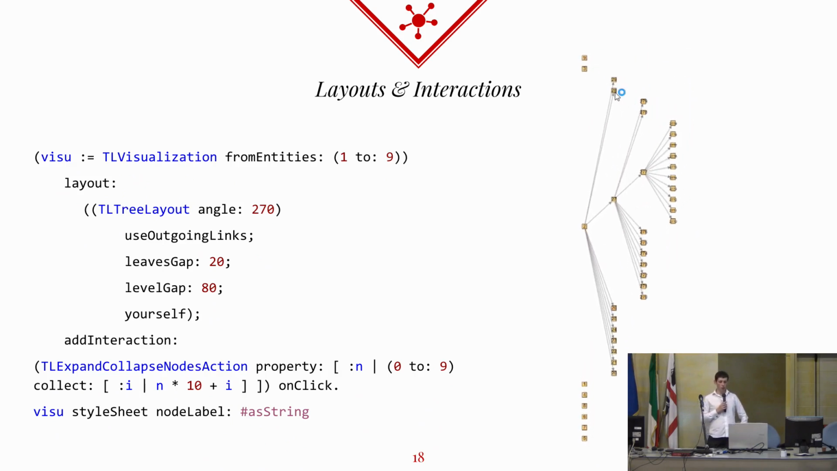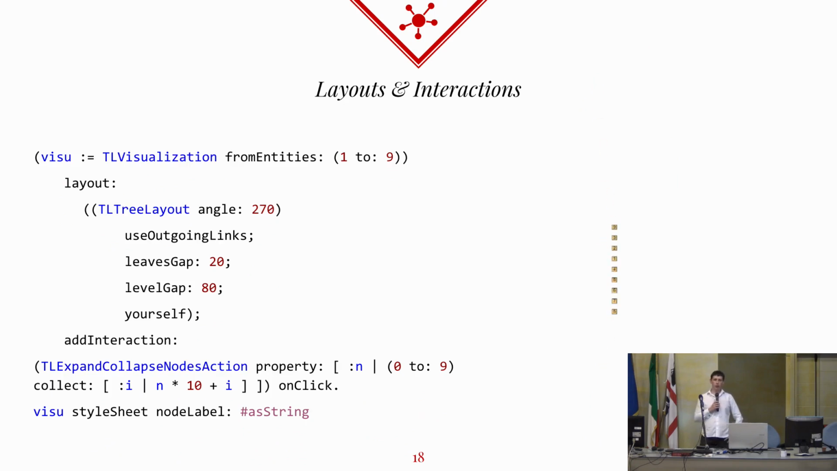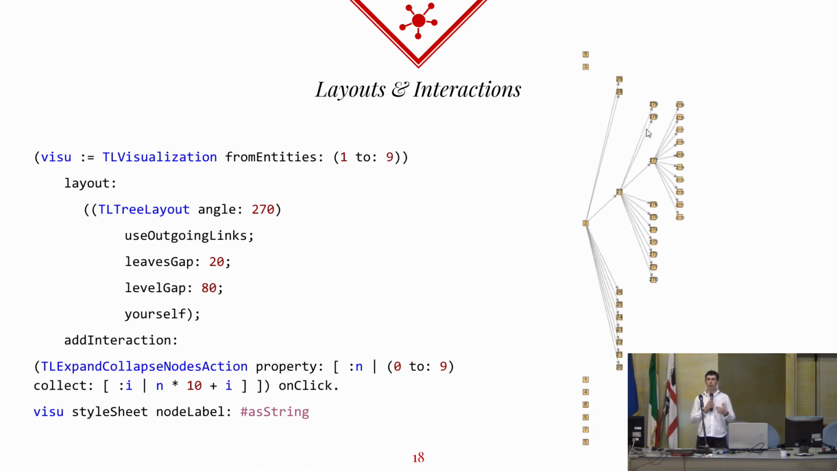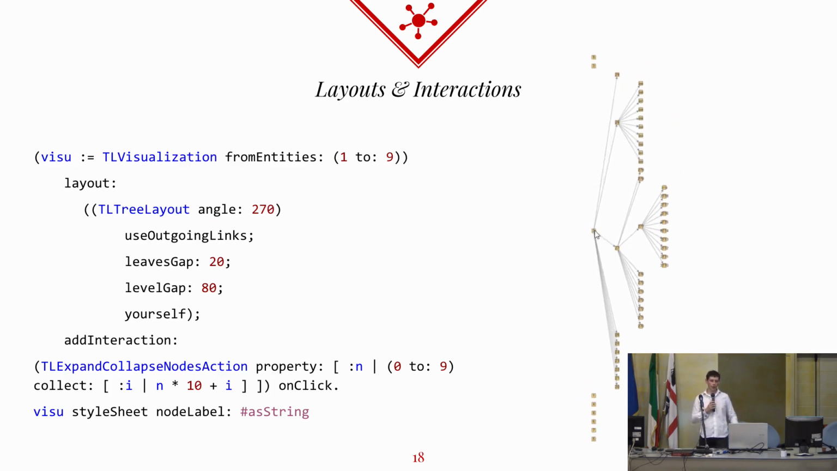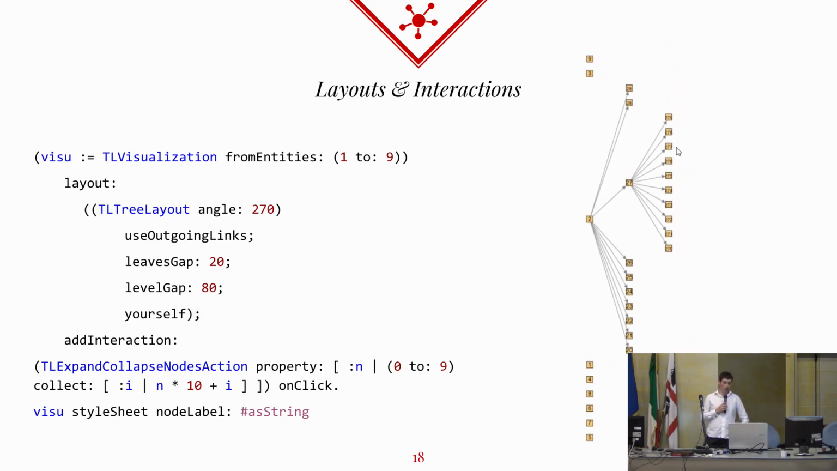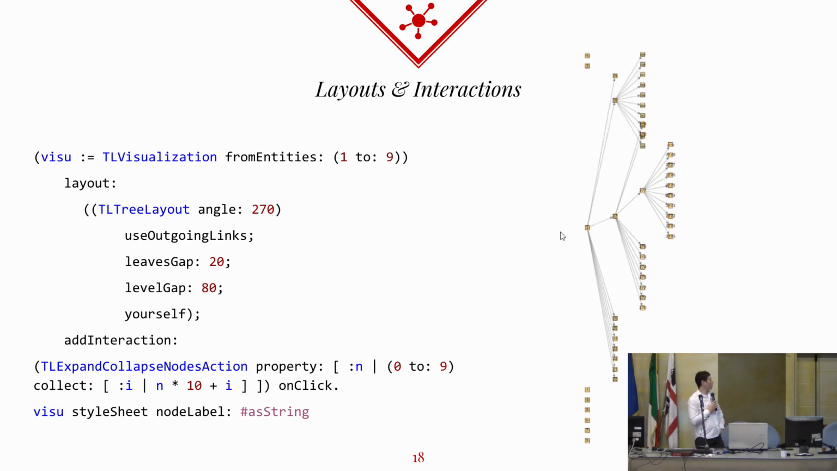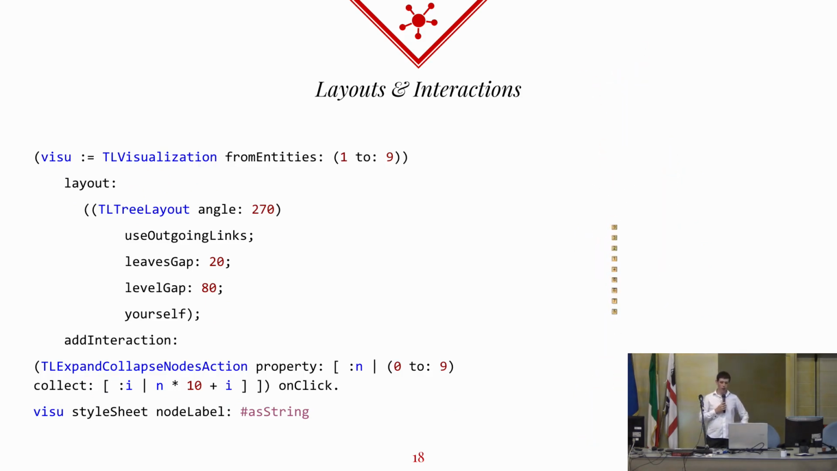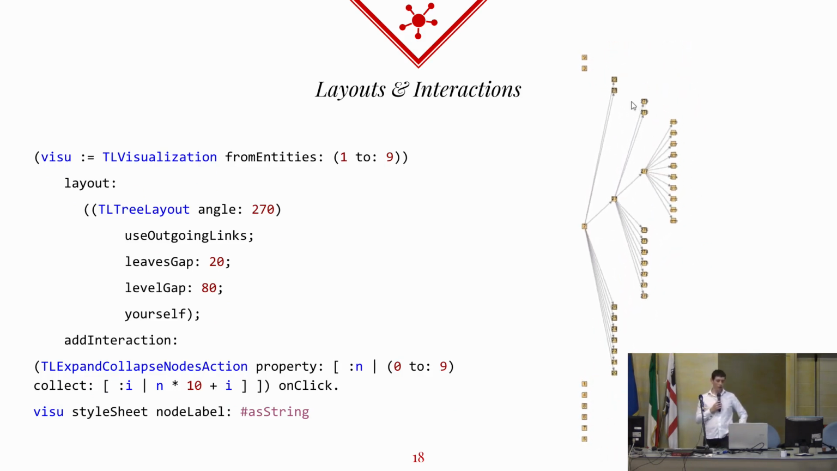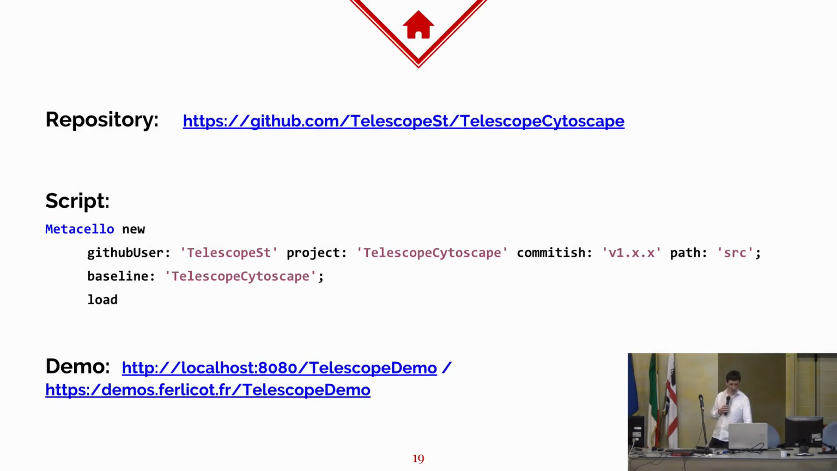And the pretty cool part of Telescope is that you can also have interaction. So you can declare interaction on things like mouse over, or click, or right click, etc., and get some actions. So here, for example, when we click on a node, we create new nodes, and the layout directly puts them in the visualization. Like Material Design, you have the information here to load it in your image and test it.